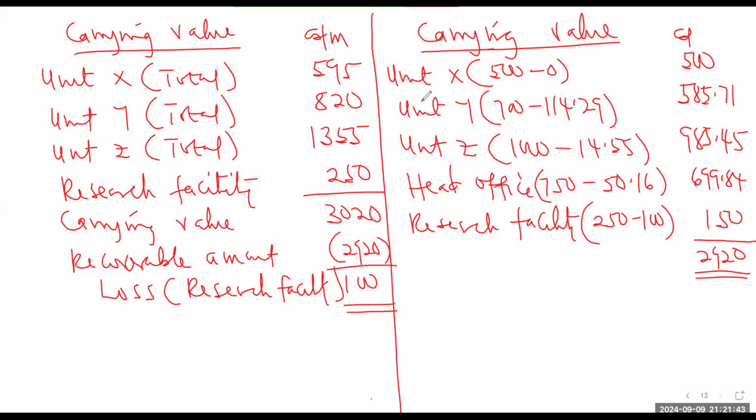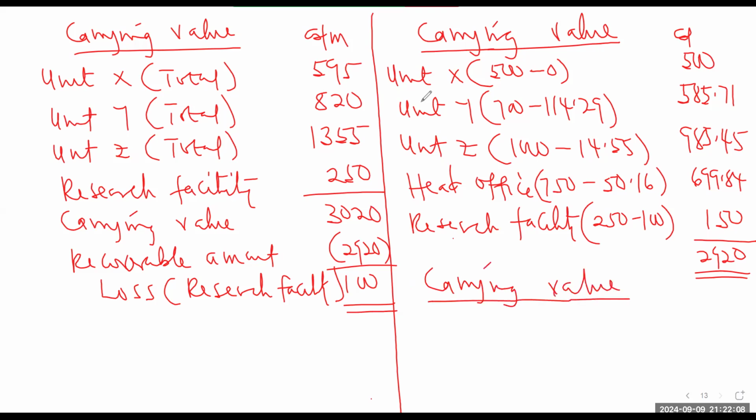But you can also assume that after the first impairment, the asset of X, the asset of Y, the asset of Z, and the head office have further impaired. If that is the case, how do you share the impairments? The impairment will be shared like this. You have the unit, you have the carrying value. The carrying value will now be calculated like this if the asset has further impaired.